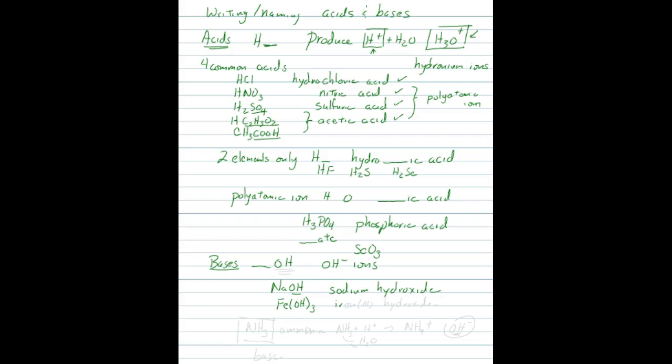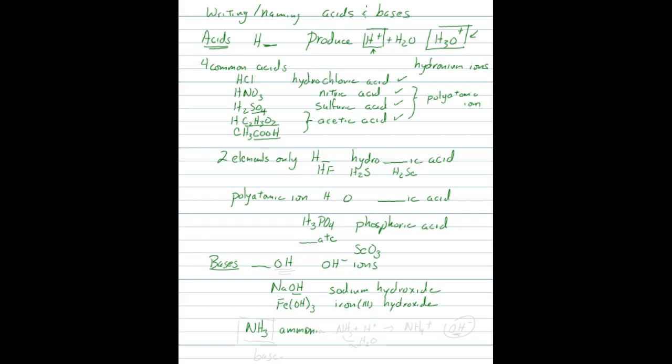Fe(OH)3, iron 3 hydroxide. It's a base, very weak base, but it is a base. Again, chemistry is made up of exceptions. The lone exception is NH3, that is ammonia.